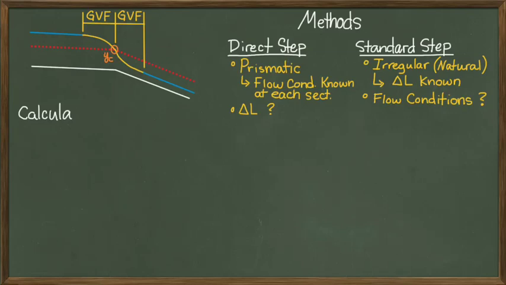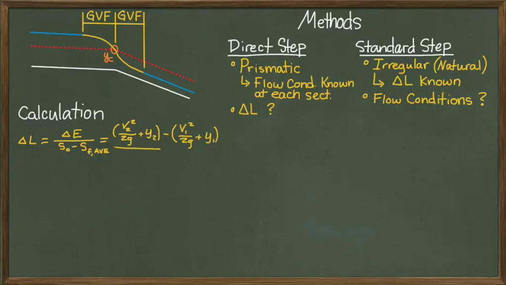The calculation can be summarized into this equation, which calculates the length of the transition as the change in energy between the starting and ending points of the transition divided by the channel slope minus the average friction slope. Let me just say, if you know what all these terms mean, then there is no need to continue watching this video. Carrying on, the change in energy is actually the change in specific energy, the velocity head plus the depth of flow at known locations.